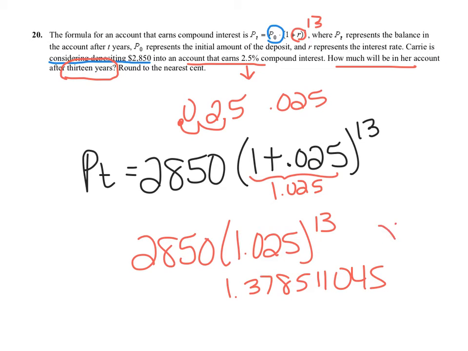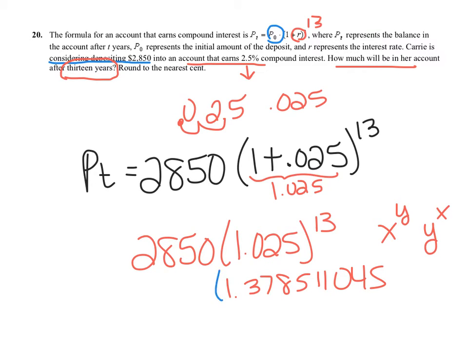Typically, it's the x to the y button, or it's the y to the x button, but you would put this number in first, then press that button, and then type in 13. That should get us this lovely looking decimal. If you don't have that calculator or a cell phone, then you would just take 1.025 and multiply it by itself 13 times. That is not the same as 1.025 times 13. It's 1.025 times 1.025 times 1.025, so on and so forth.